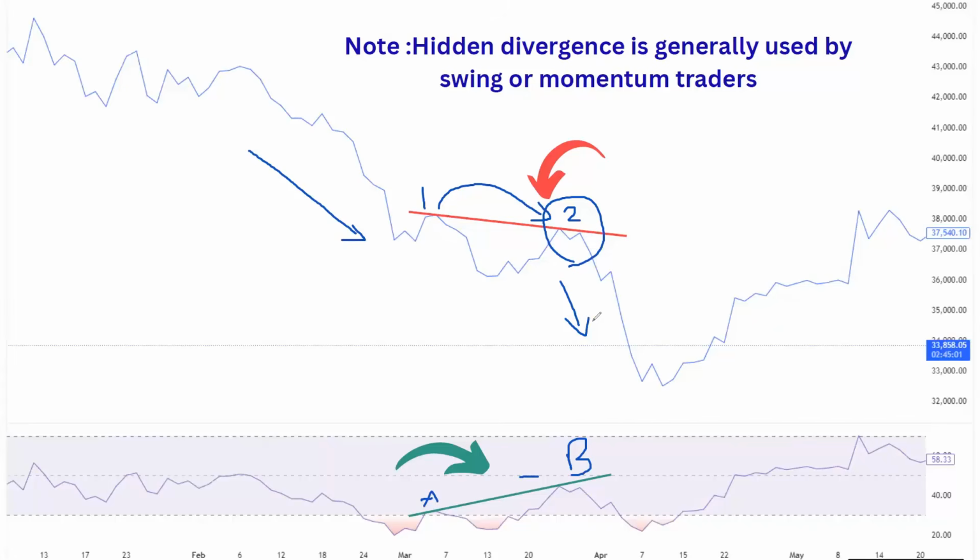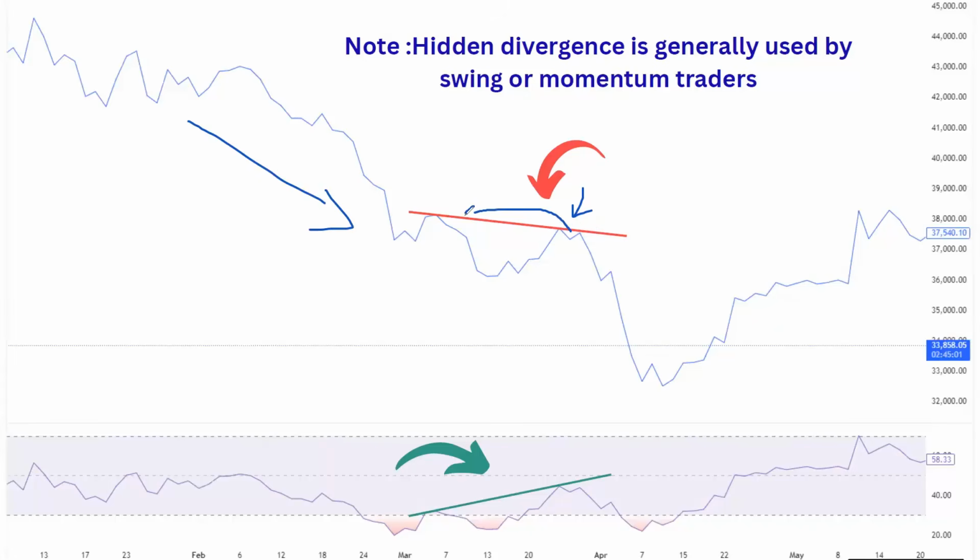Okay? So these are continuation patterns. Again, I repeat, why continuation? Already in a downtrend, we have a signal that we have a hidden divergence over here, negative hidden divergence. Price is making a lower high, RSI makes a higher high, and probably derivative traders may try to sell the Bank Nifty and it drops.